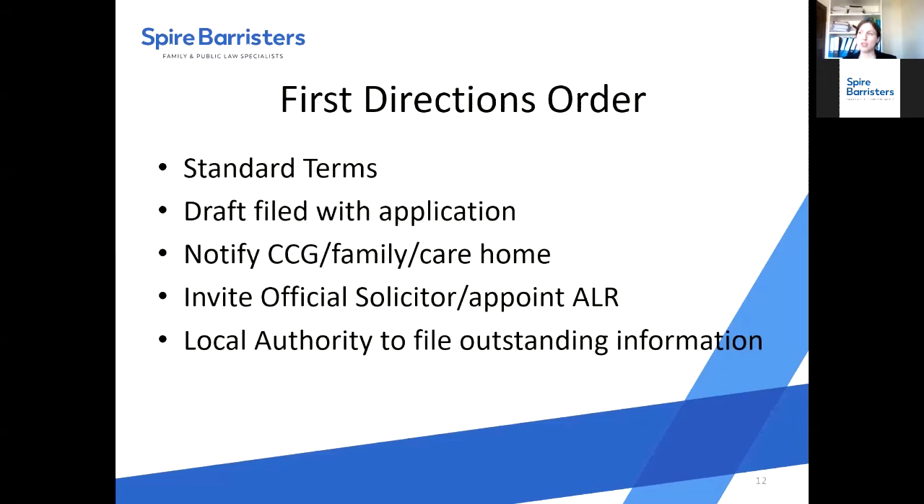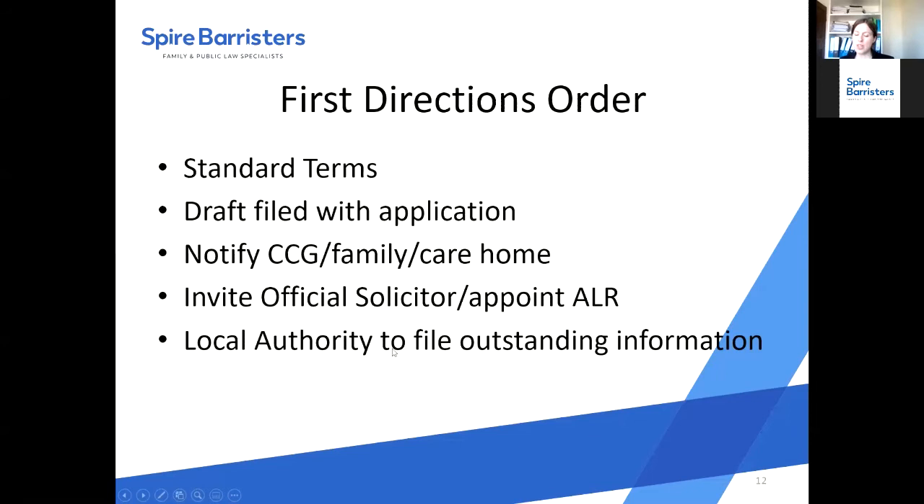So you've got your initial order, which will list the first hearing, and the disclosure of the forms, etc. Oh sorry, no, this is that order I just talked about, isn't it? Yeah, so that's inviting the draft file of the application, notifying the CCG, etc.